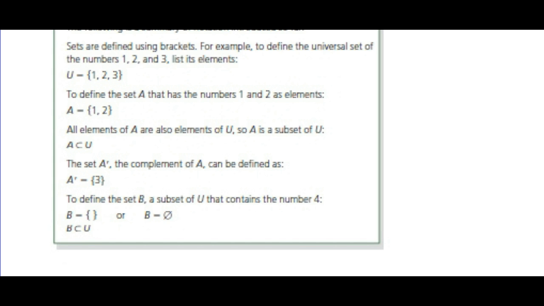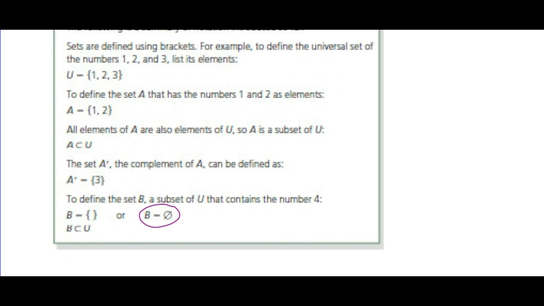All elements of A are also elements of U, so A is a subset of U. The set A prime, the complement of A, is everything that's not A, right? Everything that's in U that isn't A. In this case, 3. And to define the set B, a subset of U that contains the number 4, then we say that B is equal to the empty set.